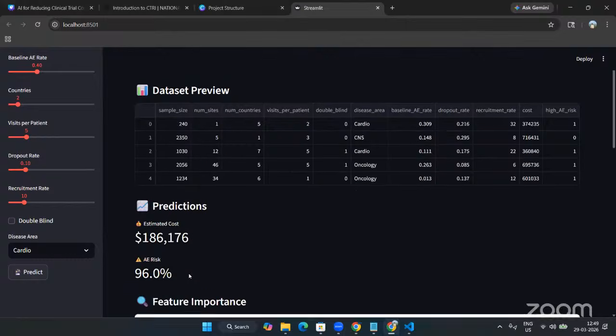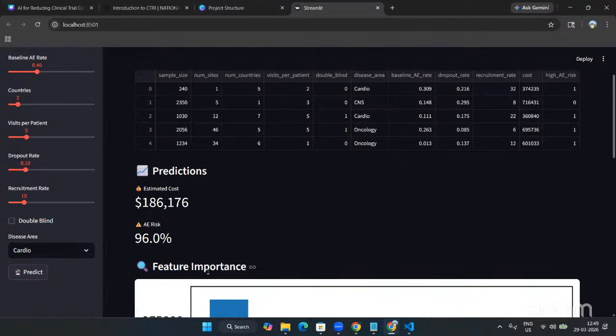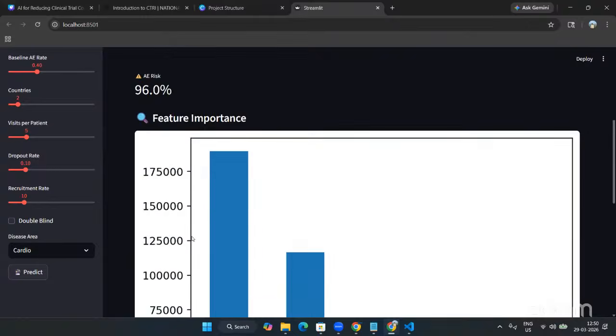It is going to predict two things. One is the estimated cost. The estimated cost here comes to $186,176, and the risk is 96%. Very high risk. So this is how it calculates the cost, and it gives the risk factor as well. Both things it is giving.